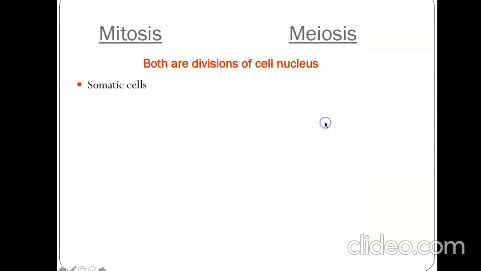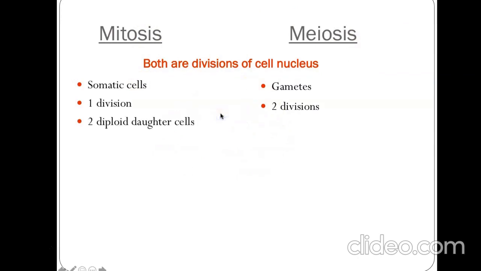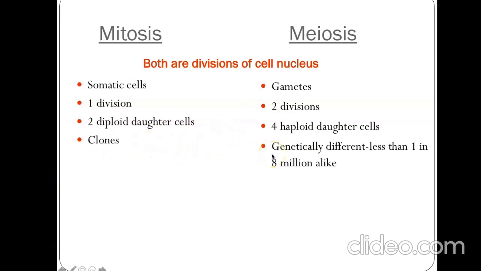So let's jot down a few differences just to summarize everything that we've talked about. Both involve the division of a cell and the division of a nucleus. That's what they have in common. Mitosis is going to occur in somatic cells. Meiosis occurs in gametes. Mitosis involves 1 division. Meiosis involves 2. Mitosis results in 2 diploid daughter cells that are identical. Meiosis results in 4 haploid daughter cells. Clones identical, genetically different. Less than 1 in 8 million are alike.